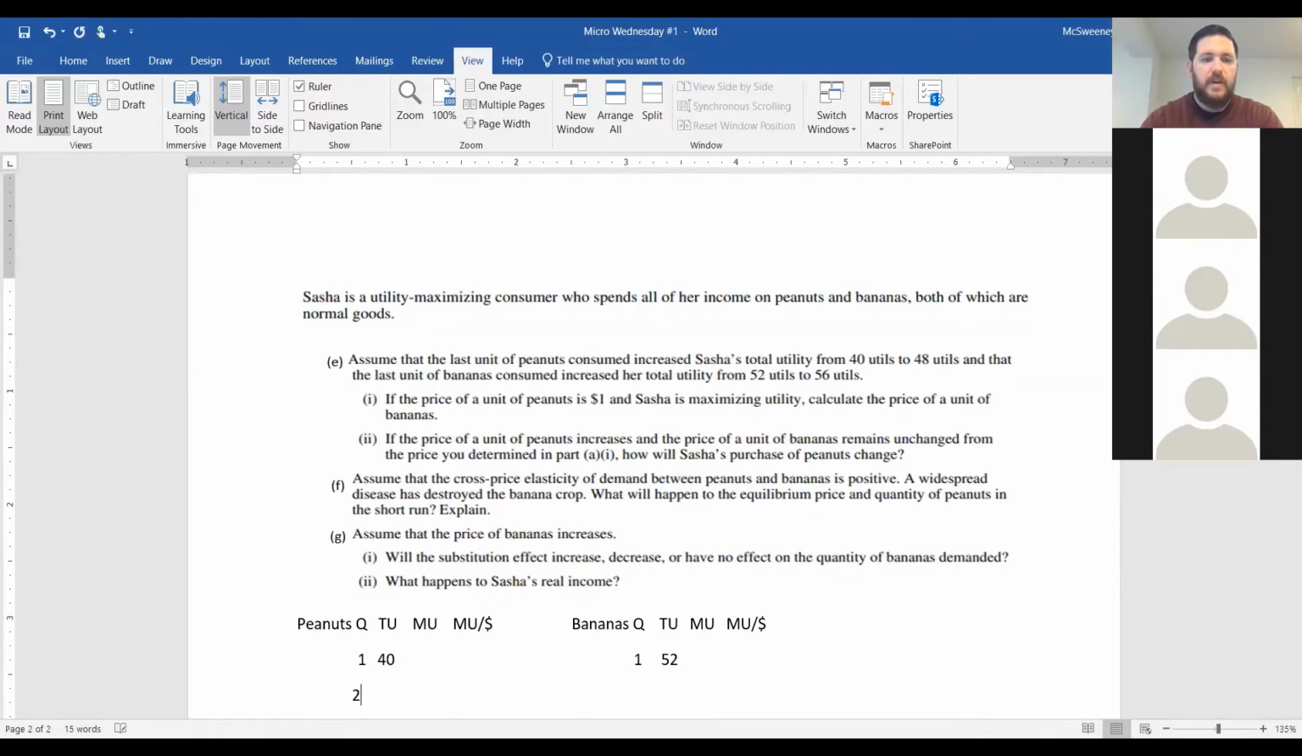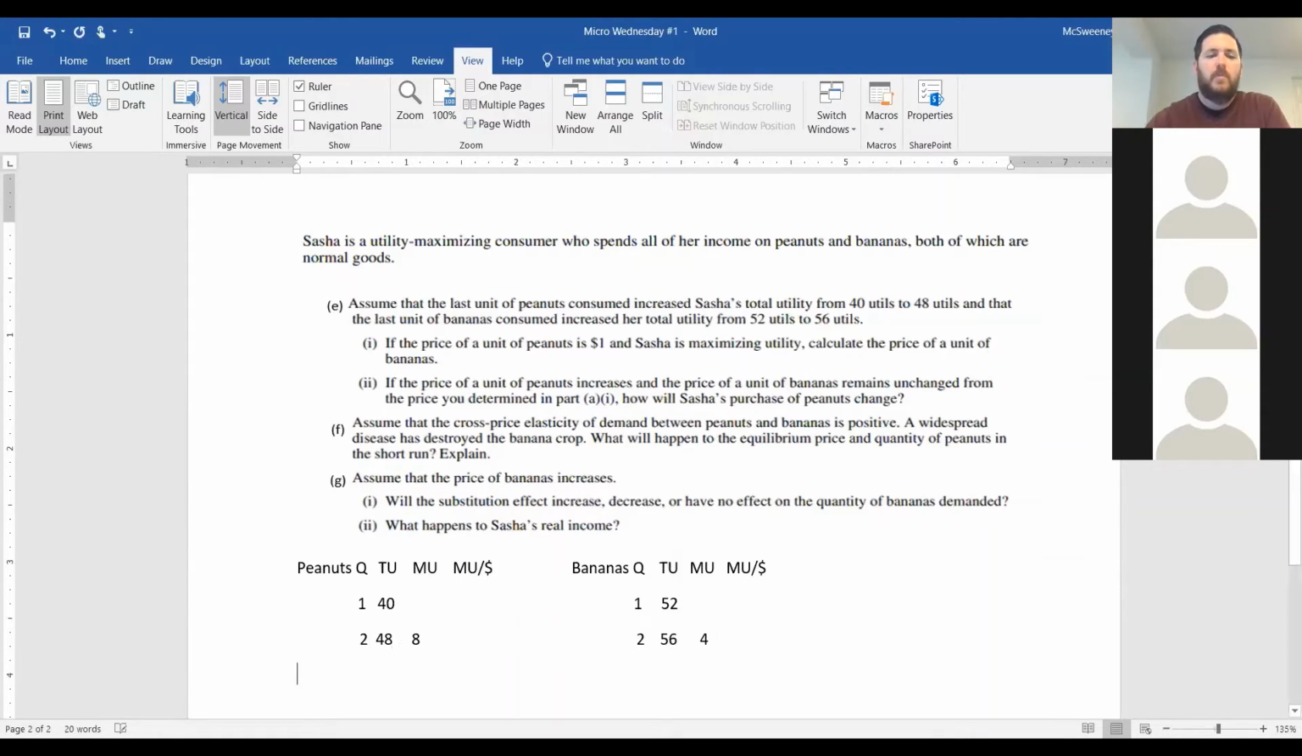Okay, second unit for peanuts is going to give us 48 utils, which means the change, right? Marginal utility is equal to the change in total utility over the change in quantity. It's a 1 unit change, so this is nice and easy for us. Our marginal utility is now going to be 8. You don't know the price, so just leave that blank. Second one is 56 utils. Marginal utility is going to be 4, again going from 52 to 56, a change of 4. It's a 1 unit increment, and we don't know the marginal utility per dollar spent.